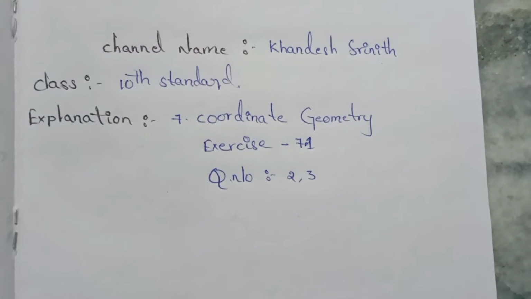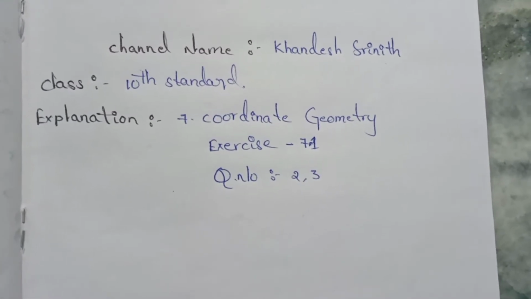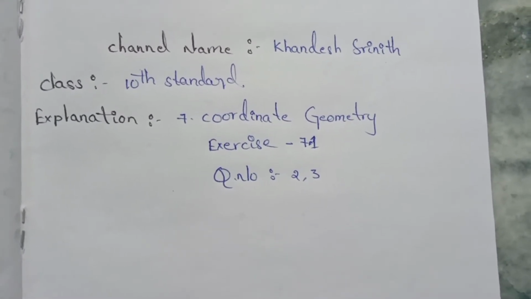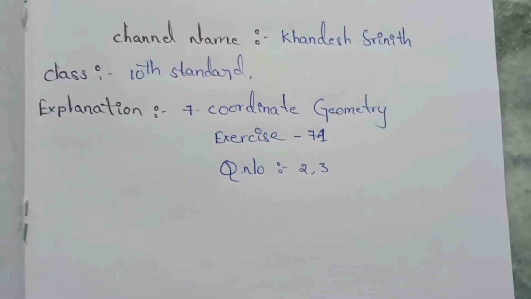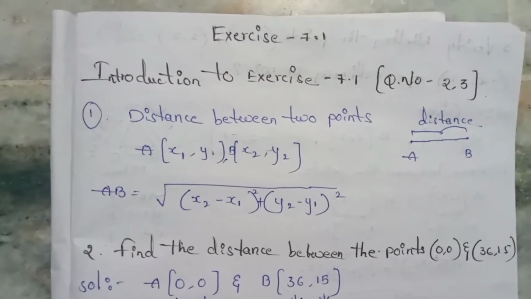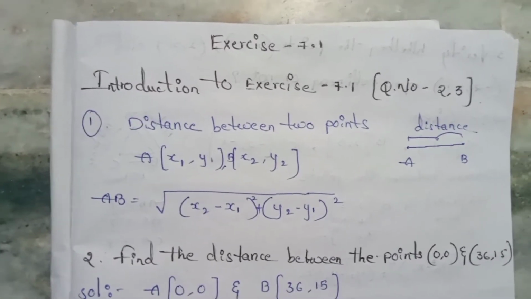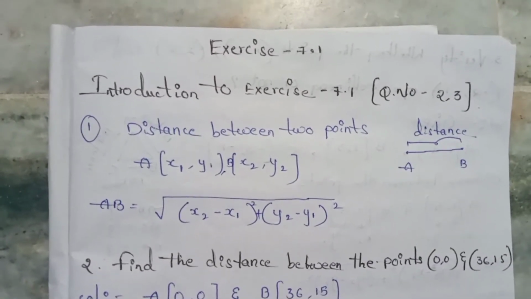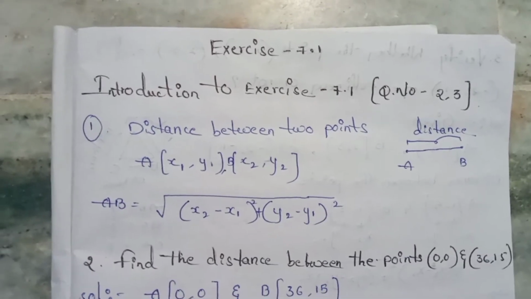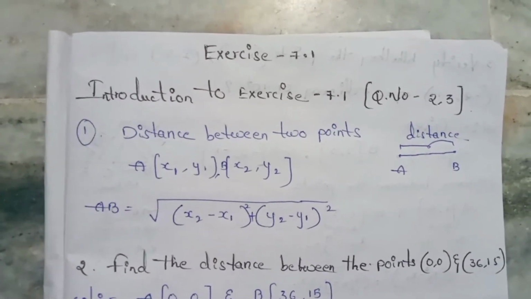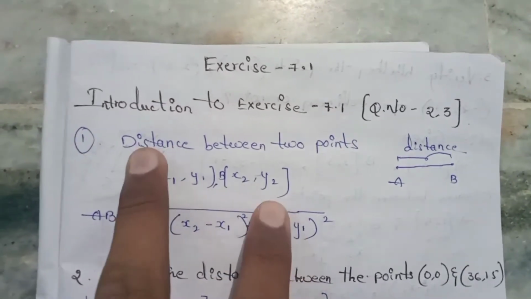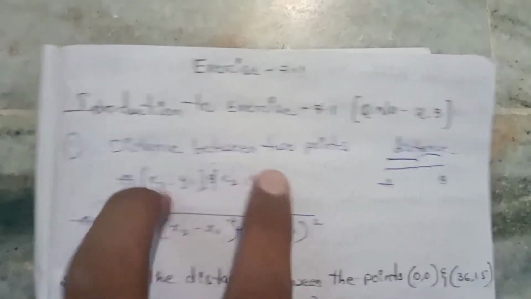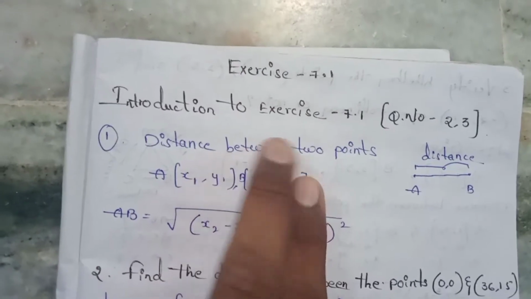In this session I am going to explain the 7th chapter, coordinate geometry, exercise 7.1, question numbers 2 and 3. See here, exercise 7.1. Before starting exercise 7.1 second problem, you need to learn some formula, then only you will be capable of doing exercise 7.1. Now the distance between 2 points is one type of formula.